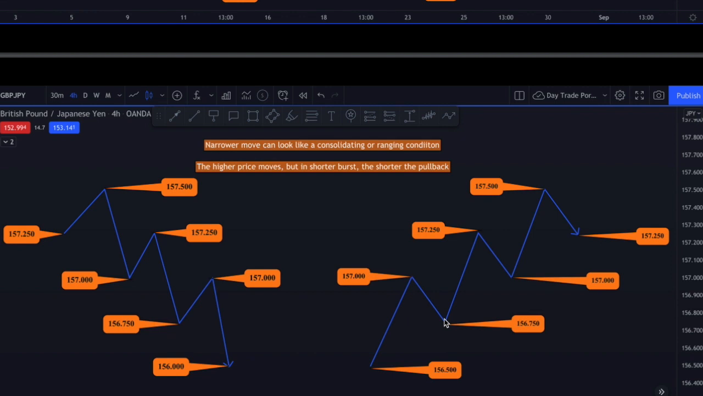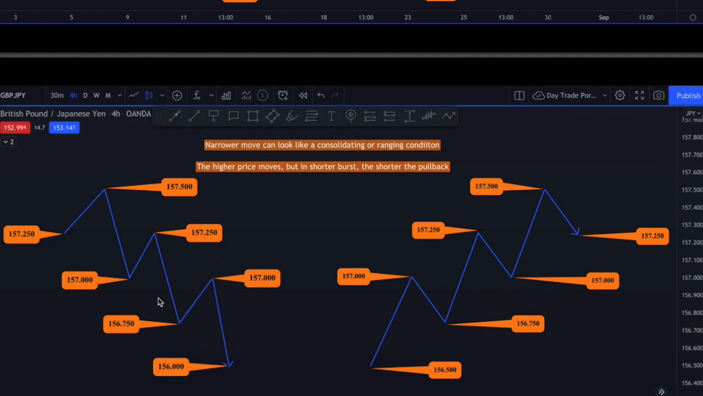But then let's just say that it goes from 156.750 up to 157.250. So now what that becomes is a 50 pip move. So that is a small range once again for price to cover. But all in all, price is still moving higher, but in shorter bursts. And that's what makes this narrow. Same thing for the downtrend once again. There's hardly any space for price to travel.